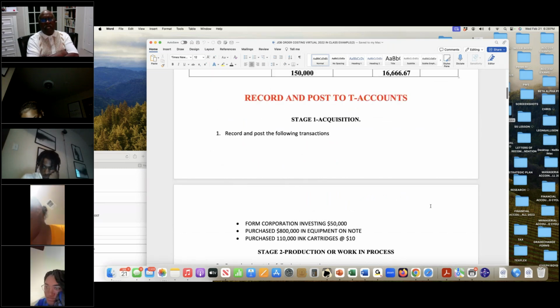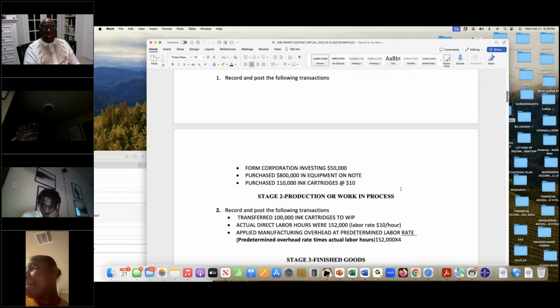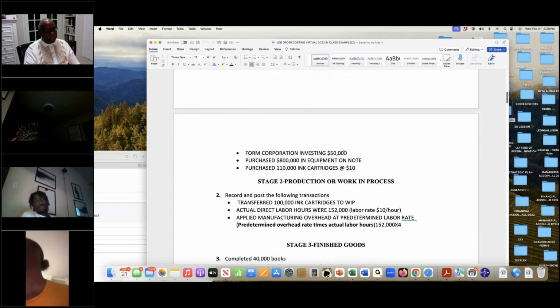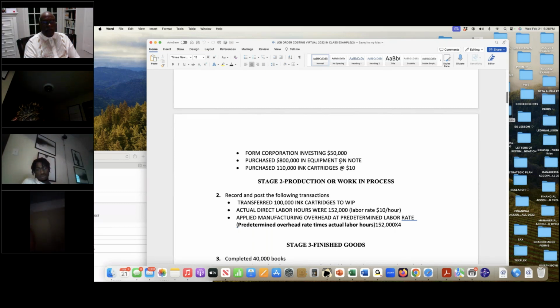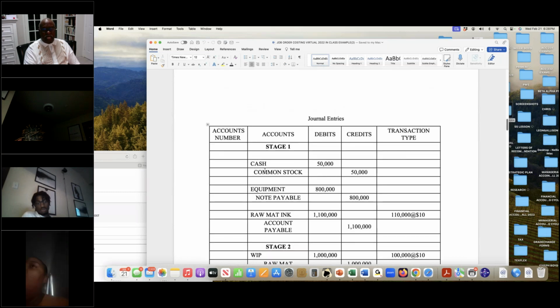So once we've done that, we have the stages that we go through to record and post transactions. And these items basically never change in terms of the journal entries. The numbers do. So we formed this corporation investing $50,000 and we purchased $800,000 in equipment on a note. So we had to make a journal entry, debit cash and credit common stock for $50,000. That's what we formed the corporation with. That's always our first journal entry. Then we bought the equipment with a note. Debit the equipment $800,000, credit the note payable $800,000.